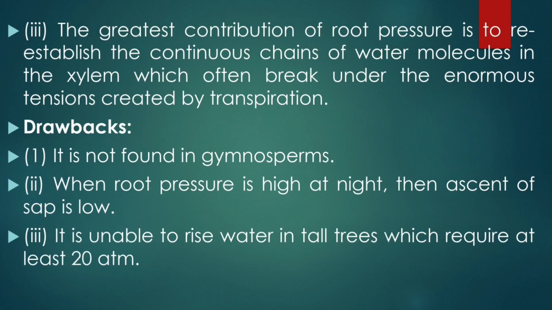So these are some evidences which show that root pressure occurs. But the greatest contribution of root pressure is to re-establish the continuous chain of water molecules in xylem, which often breaks under enormous tension created by transpiration. But there are some drawbacks, like it is not found in gymnosperms. When root pressure is high at night, ascent of sap is low. It is unable to raise water in tall trees, which require at least 20 atmospheric pressure. So due to these points, the root pressure theory fails to explain the mechanism of ascent of sap properly.